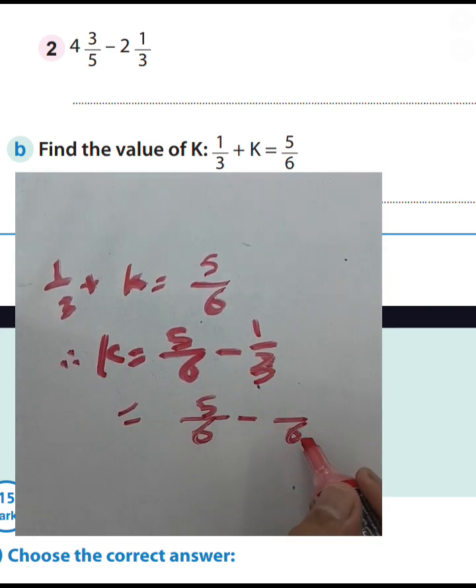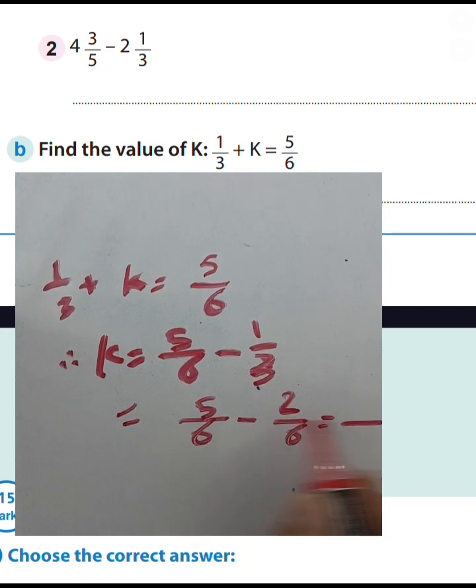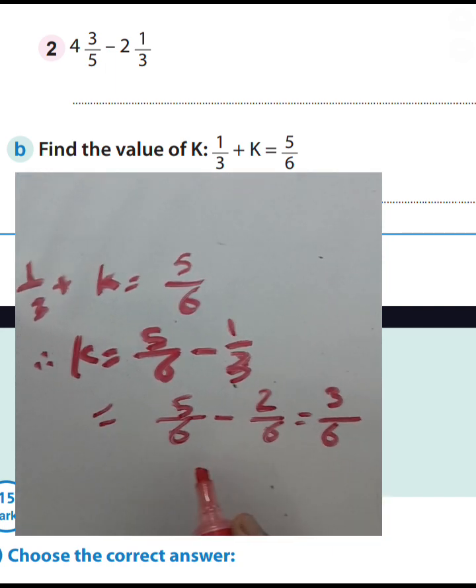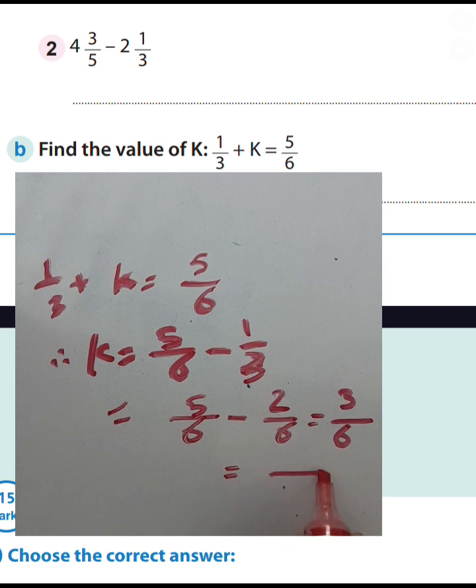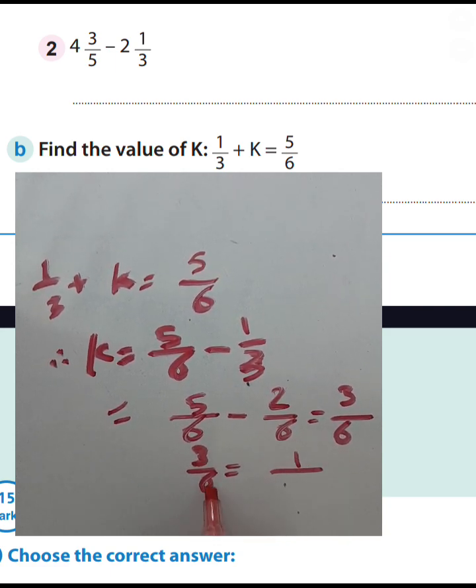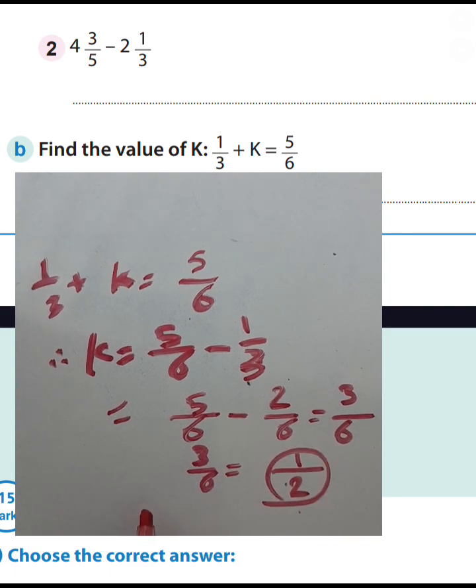3 times 2 equals 6. 1 times 2 equals 2. Then 5 minus 2 equals 3. And write 6 in the denominator: 3 over 6. You can simplify 3 over 6 by dividing the numerator and denominator by 3. 3 divided by 3 equals 1, and 6 divided by 3 equals 2. Then the result will be 1 over 2.